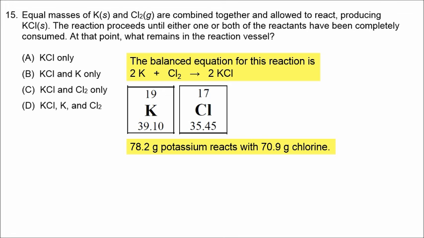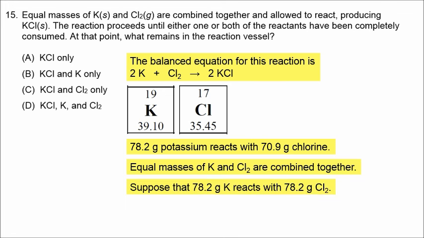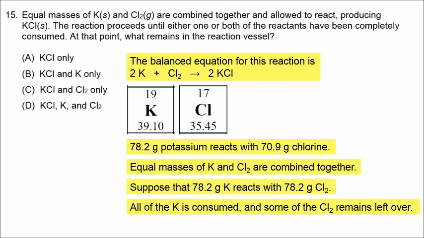Now the question said that equal masses of potassium and chlorine are combined together until either one or both of the reactants has been used up. Well, if we have equal masses, let's just make up a number. Let's say we have 78.2 grams of potassium and 78.2 grams of chlorine. Hopefully you can see that there's going to be some leftover chlorine at the end while all of the potassium is going to be consumed. So the correct answer is that you'll make product, potassium chloride, and you're going to have some leftover chlorine, so the correct answer is C.